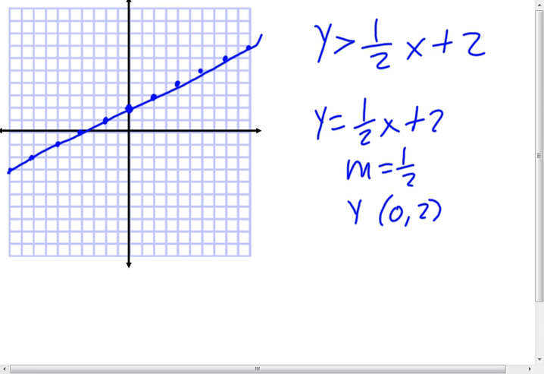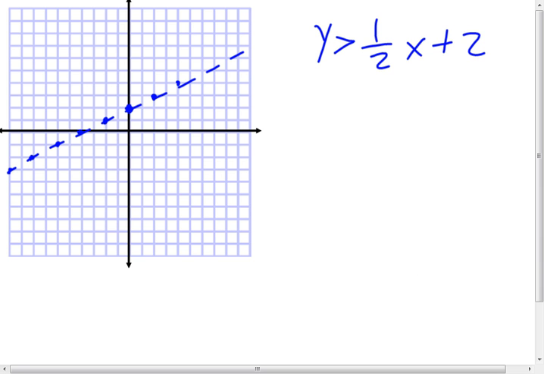So based on the greater than or less than, we have to determine if it's a solid line or a dotted line. This case is going to be dotted because this doesn't have an equal to on the greater than, so we have to allow for that by breaking up this line. So there will be no answers directly on the line itself. And now we have to figure out where do we shade in order to find the answer.